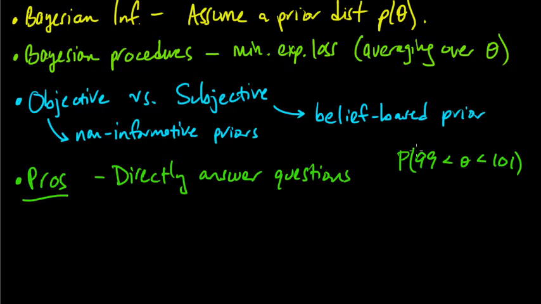What you really are asking when you want to know this probability is, based on the information that you have, what do you think the probability is, not whether the true value is actually between these. So that's an appealing thing, and you can just use the rules of probability to directly answer these questions once you assume a prior.